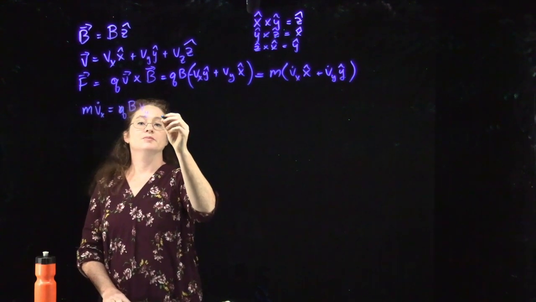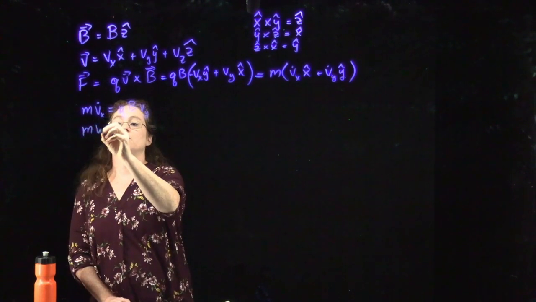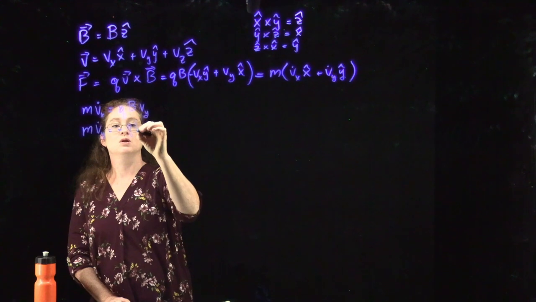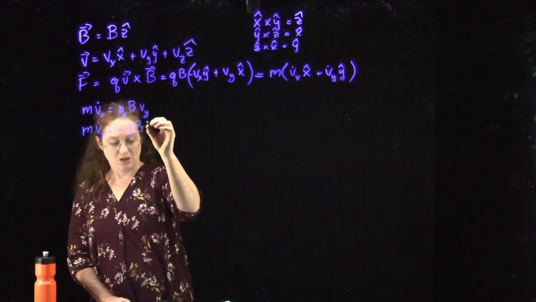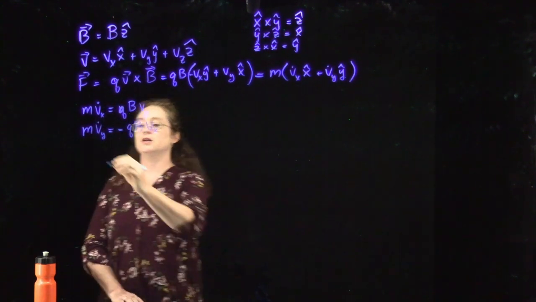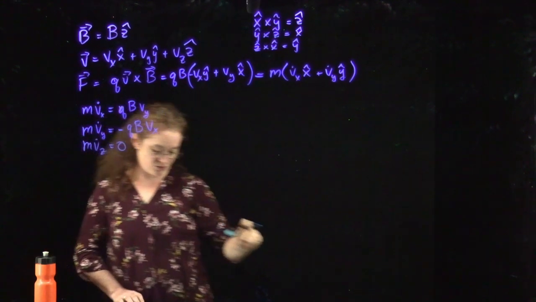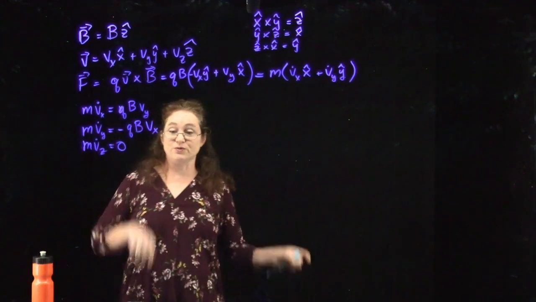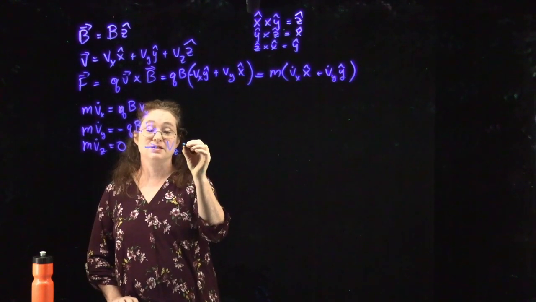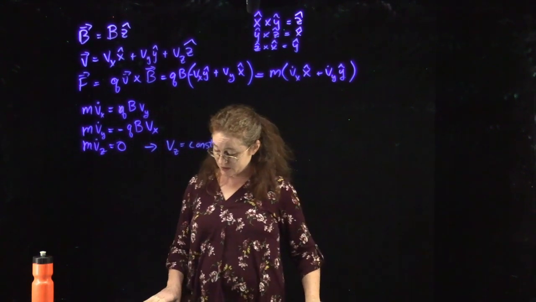and this is the x components, and m vy dot equals negative q b vx, and then m vz dot equals 0. Okay, so first of all, from this one, we can see that the velocity in the z direction is just a constant, and that's already giving us part of it.